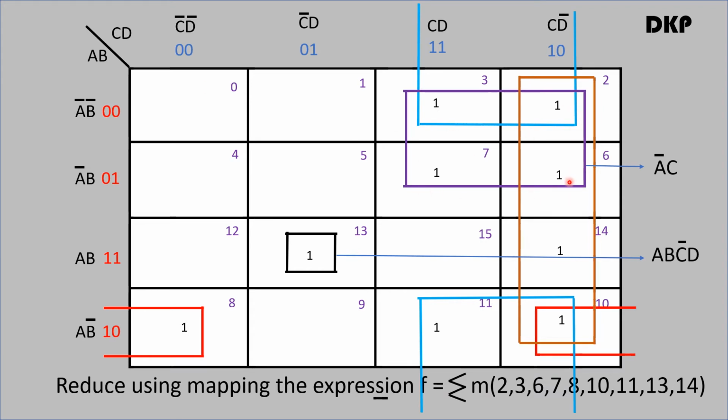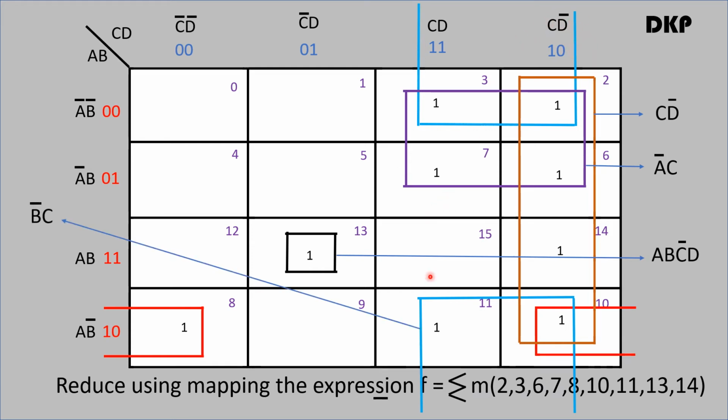this particular group belongs to A bar, B bar, A bar, B, these two rows, and here A bar is common, therefore write A bar here, and this belongs to these two columns, that is CD and CD bar. Here the first term C is common, write that, therefore this group is called A bar C. Now this group, a group of 4, is called CD bar. Here you can see this is recognized with the term CD bar.